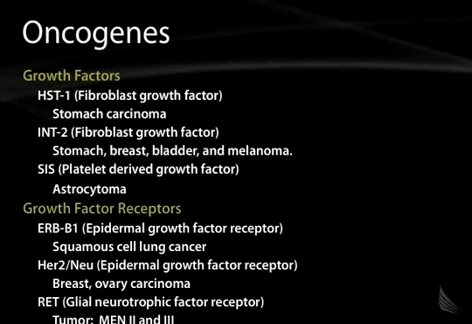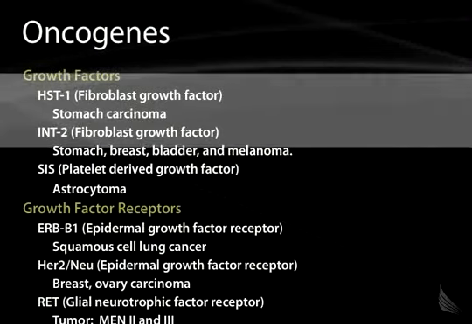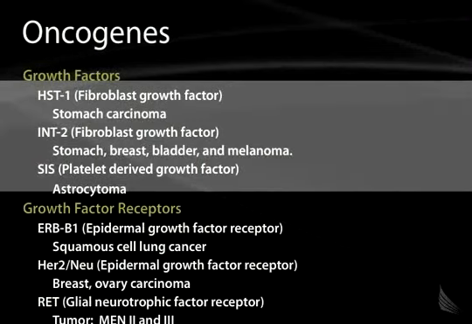Various genes that can serve as oncogenes include growth factors, such as HST1 or INT2, both of which interact with fibroblast growth factor, the former being involved with the development of stomach cancer, the latter with tumors of the stomach, breast, bladder, and also in melanoma. The growth factor SIS is involved in the development of a tumor of the brain, astrocytoma.